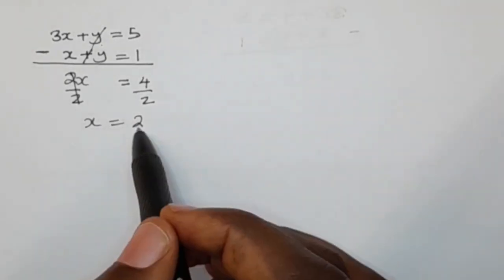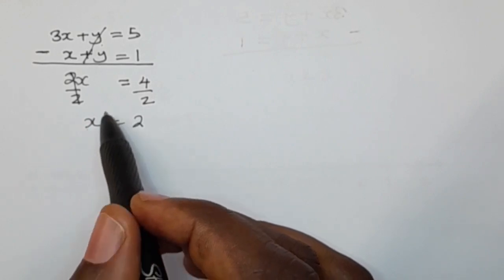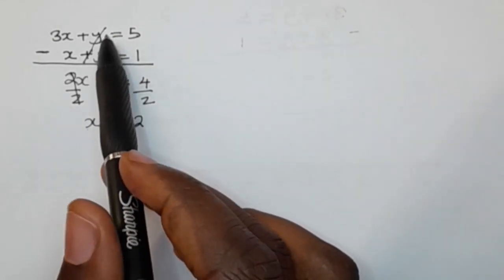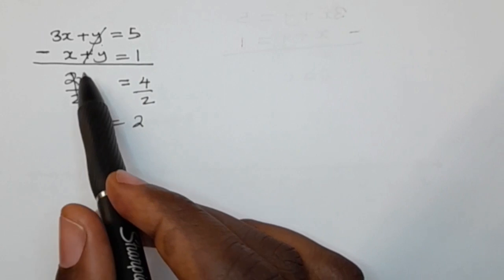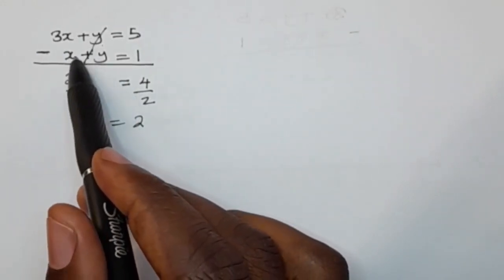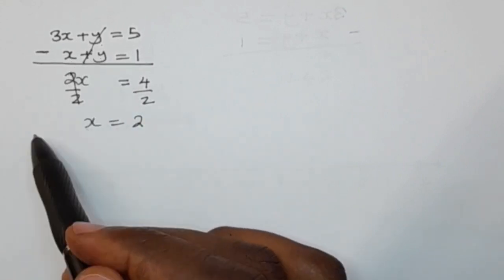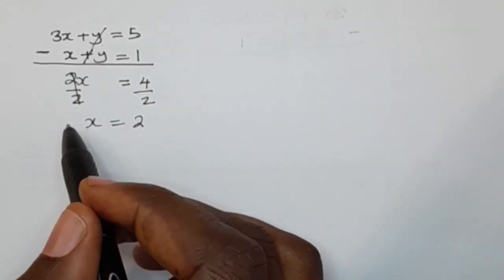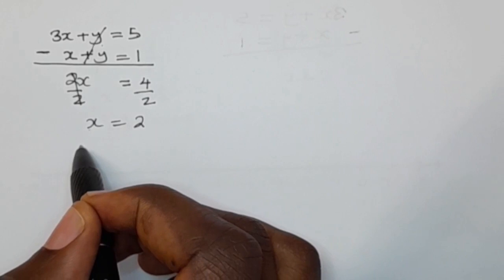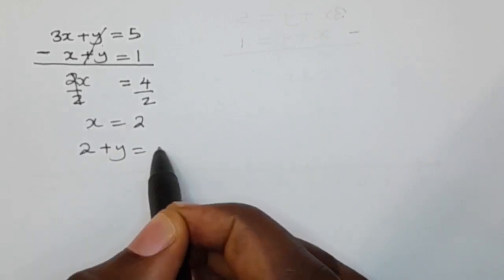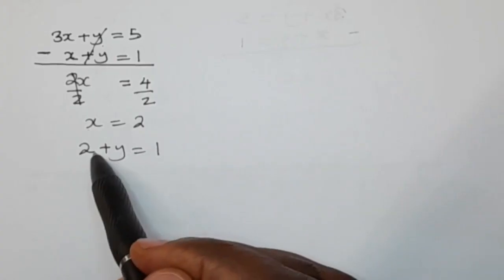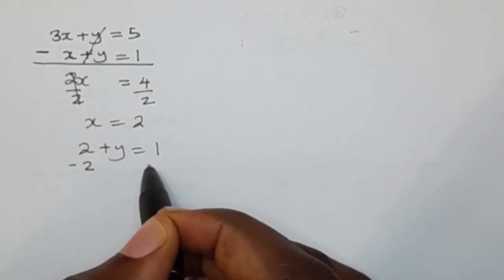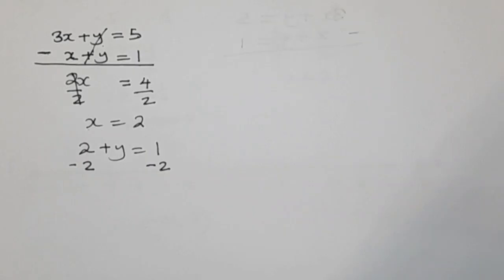At this stage, we have found what the value of x is. So we now replace this value of 2 in any of the two equations above. Let's choose equation 2 because we don't have coefficients in front of the variables, so it's easy to work with. Where there's x in equation 2, we replace it with 2. So we have 2 plus y is equal to 1. Then subtract 2 from both sides of this equation to get the value of y.